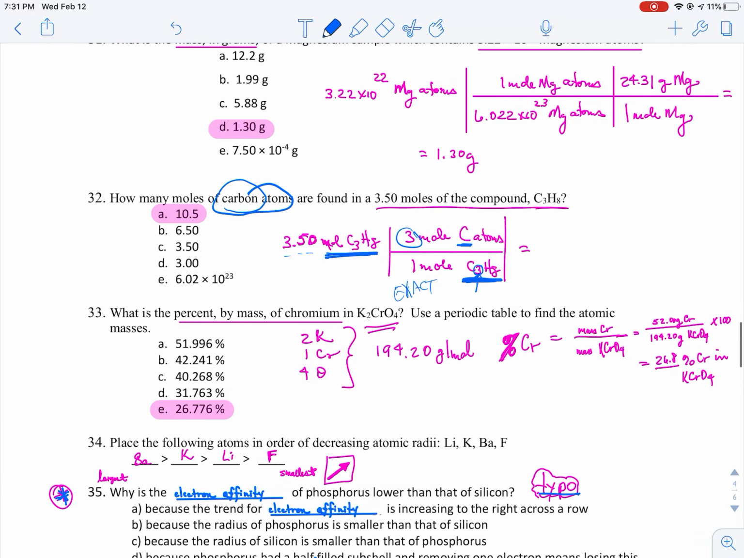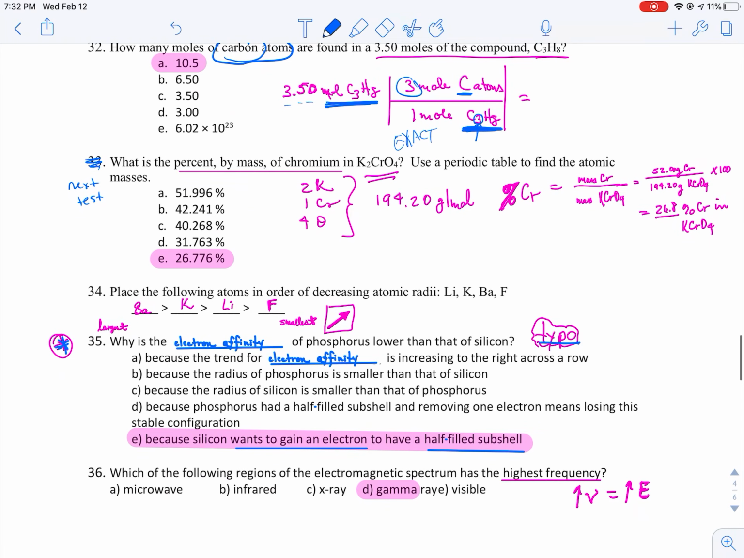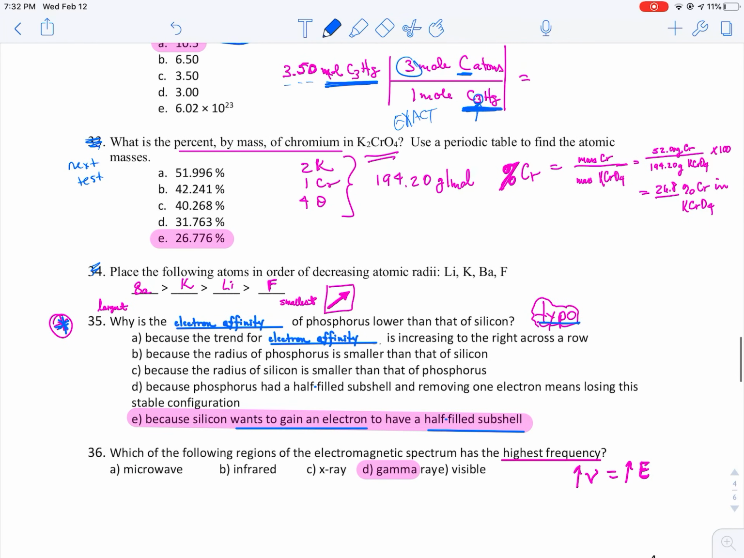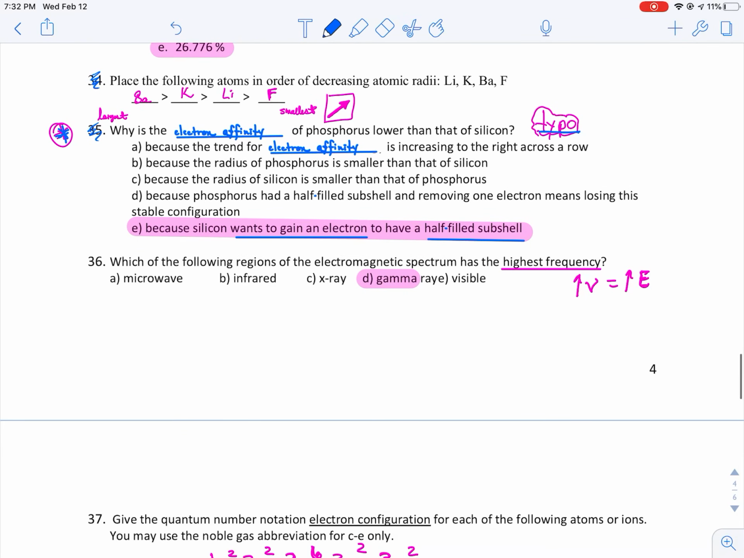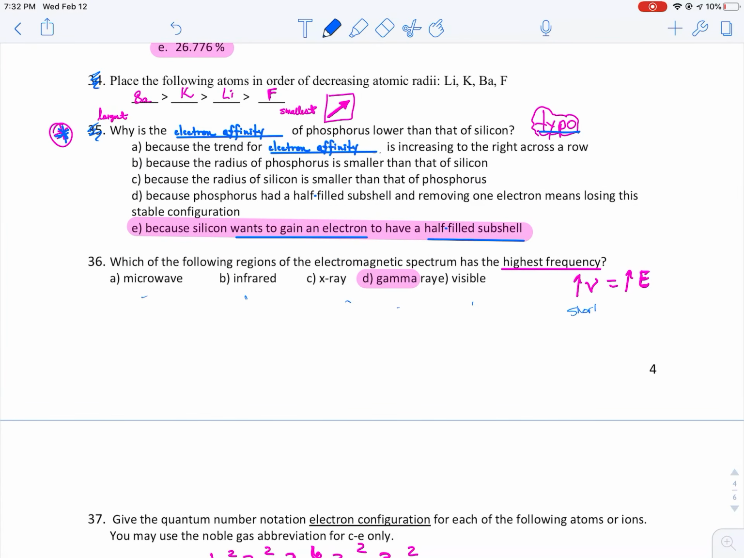Okay. Right here, we did not cover this. This is going to be also on the next test. This is also on the next test. This is also on the next test. You need to know this. If you're given these different names, you need to know that this is going to be the highest energy, the highest frequency, and the shortest wavelength.